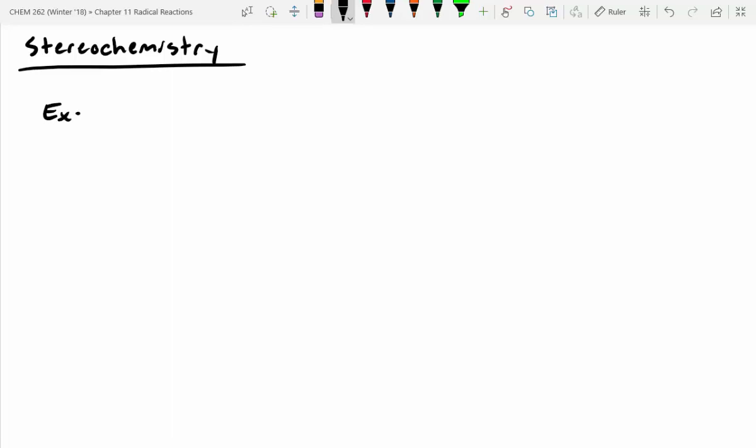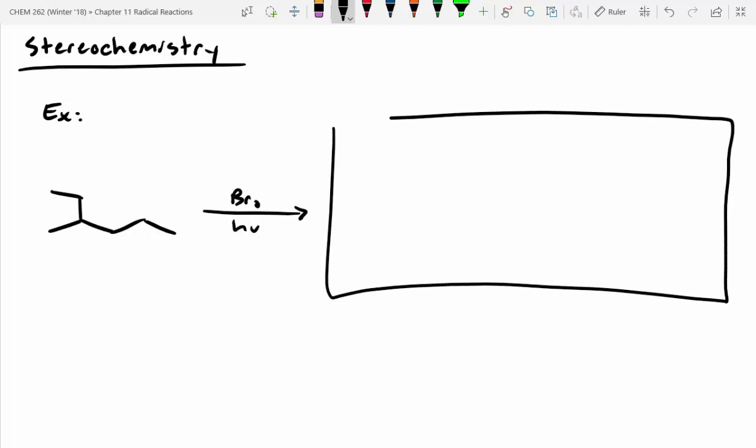And let's do this with an example. So let's do Br2 and UV light. What product or products will we get out of this? Make this worth 4 points. Like I said, before you begin, identify the hydrogen that's most likely to be abstracted. Which hydrogen do you think is most likely to be abstracted? The tertiary one, right? So we know that bromine is going to end up attached to that position.